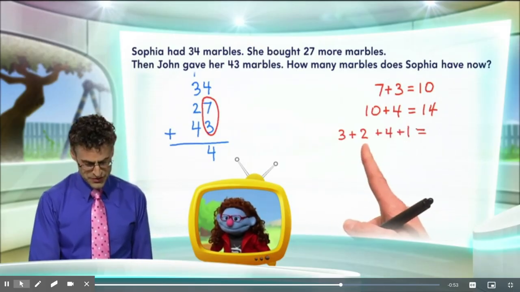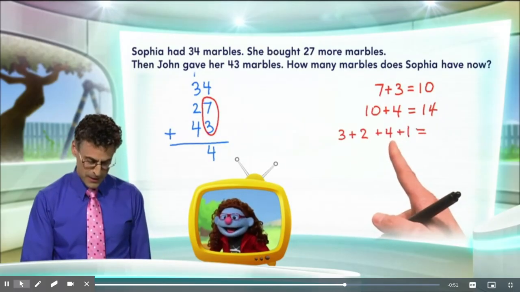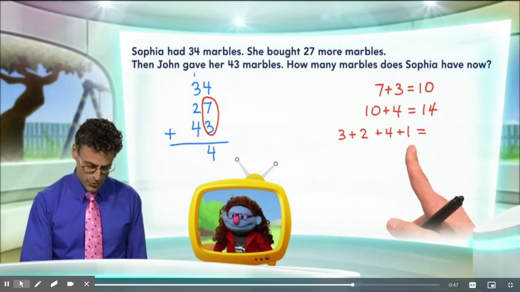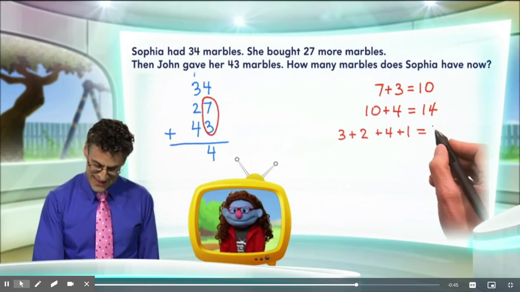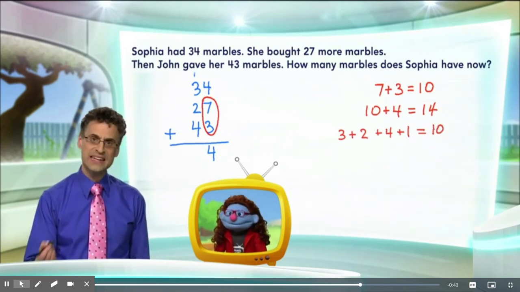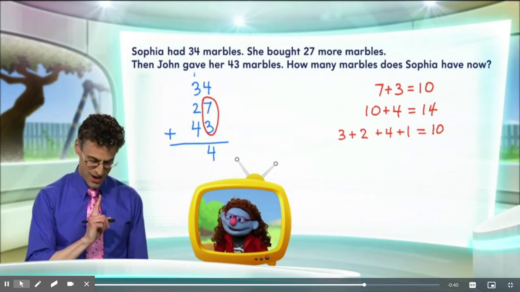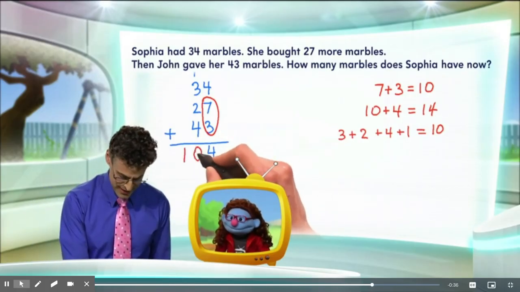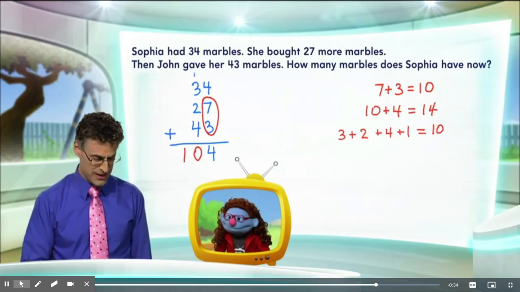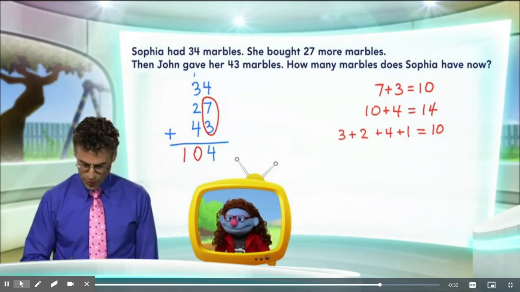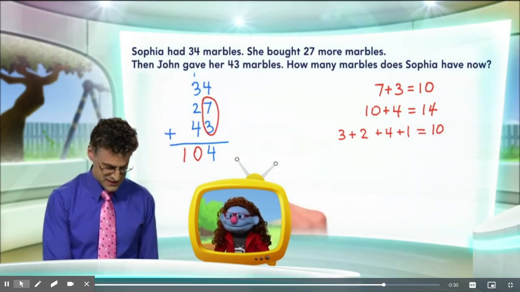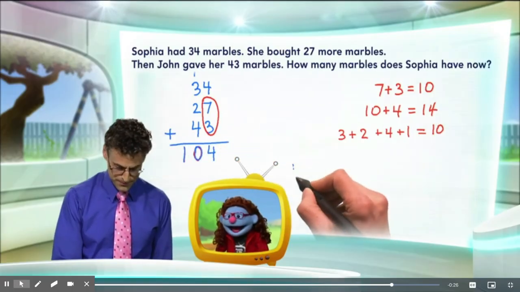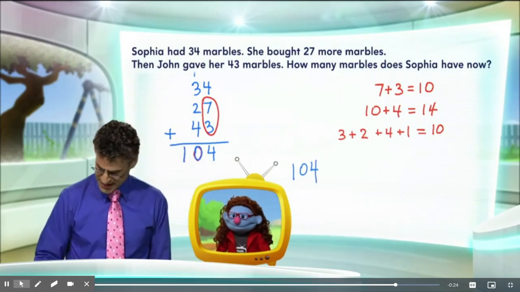And so 3 plus 2 is 5 10s. Plus 4 10s is going to be 9 10s. And one more 10 is going to be 10. So we have 10 10s, and 10 10s means 100. So we see that the answer is 104. And I could write that nicely as 104. And that's how many marbles she has.